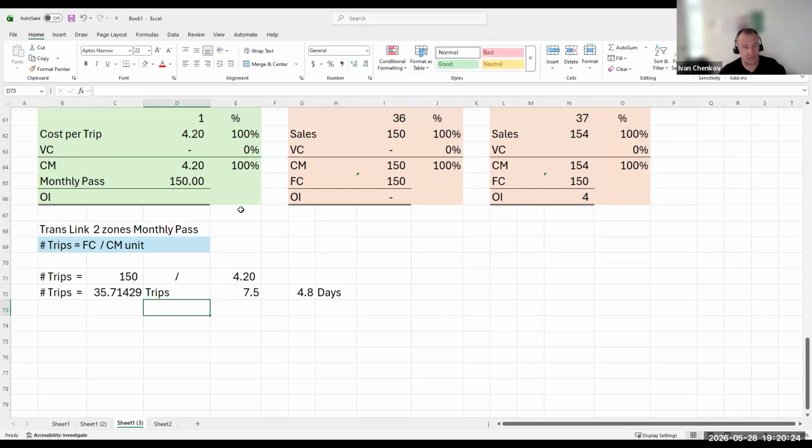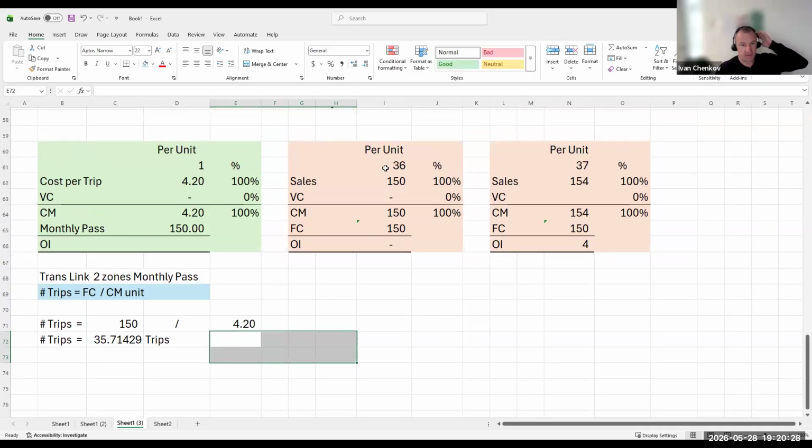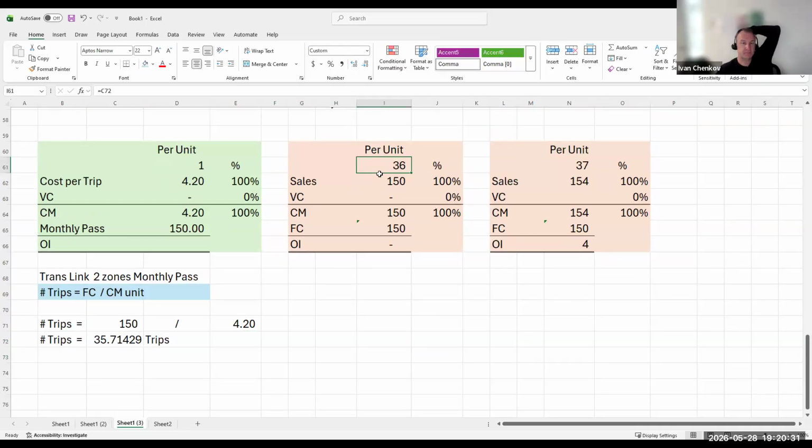If I make those 33 trips, this one is irrelevant now. If I get those 36 trips, I'm justifying the fixed cost for the monthly pass. If you make one more trip, then your saving will be $4. That extra trip for you will be free.